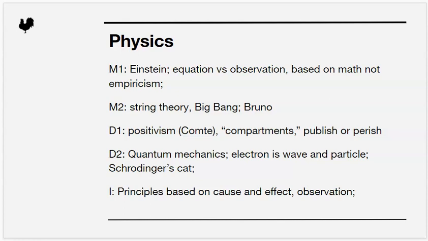And then D1 in physics would be positivism. This is Auguste Comte. We have different views of physics and none of them are related to each other. Yeah, there are different branches of physics, but none of them are related to each other. Very much indicative of an academic situation of publish or perish. You just have to keep churning out more and more information without integrating it into any coherent whole. And how could you possibly integrate it into a coherent whole?